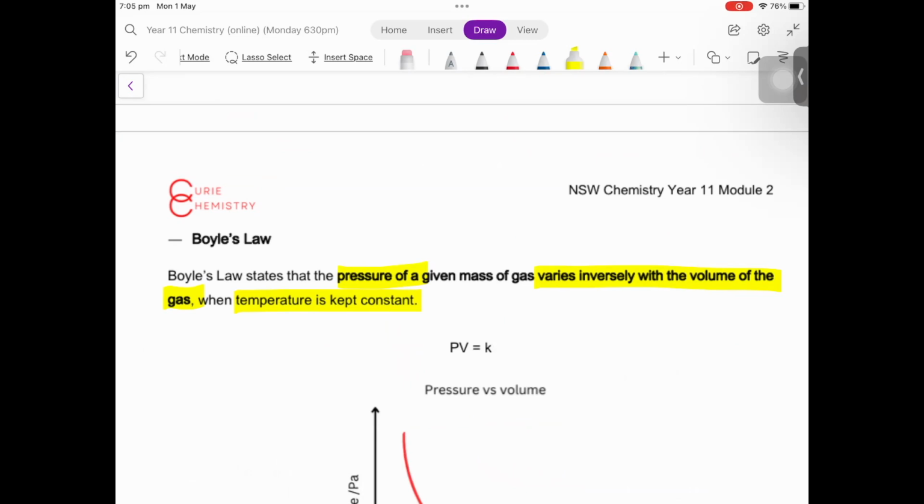Earlier we said that when something varies directly, if one goes up, the other goes up. So if something varies inversely, what does that mean? For something to vary inversely, Boyle's law says if pressure goes up, volume's going to go down. And if volume's going to go down, then pressure is going to go up. That's assuming that temperature is not in play, messing that relationship up.